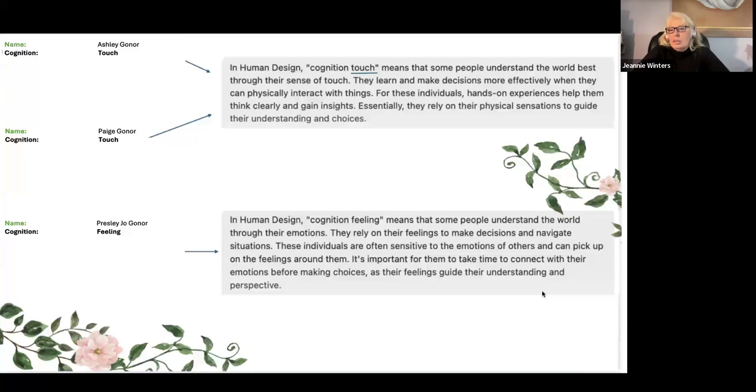So it is extremely important, and I'm sure that Presley does not have a problem with this because I've met her and you're her mother. But it is important for people with this, well, with every cognition, to have emotional intelligence. So that means to understand what you're feeling at all times.